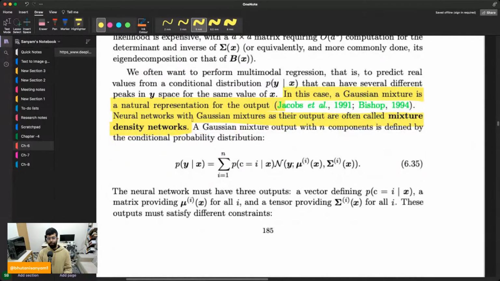Neural networks, one more thing. I'm just pointing out different things that stood out to me. Neural networks with Gaussian mixtures as their output are often called mixture density networks.